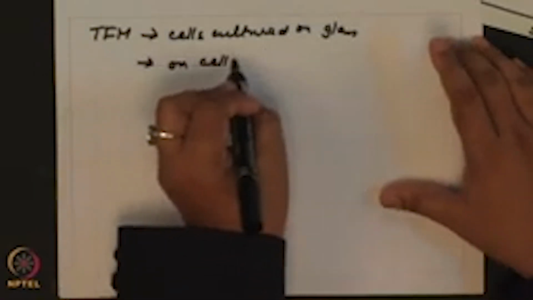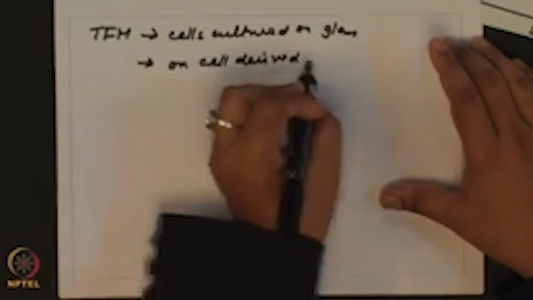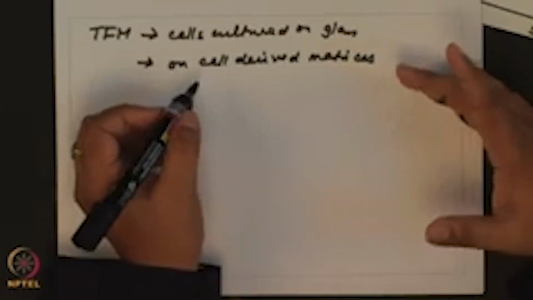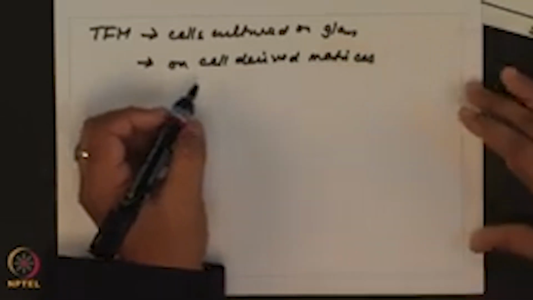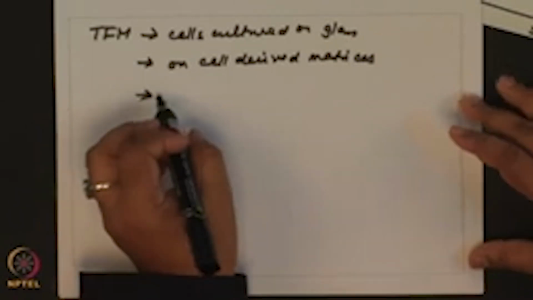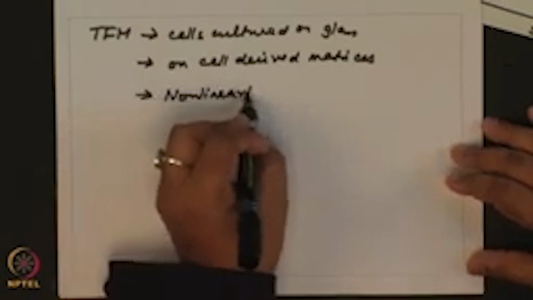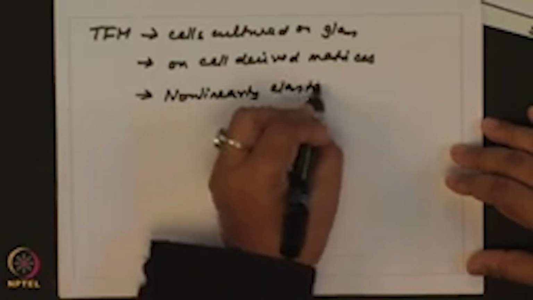Okay. Or let us say on cell derived matrices, where there is no way of adding beads into the material. Or one more example is if your material is non-linearly elastic, because the formulation for traction force microscopy assumes linear elastic substrates. For all these cases, there is a very simple alternative approach which you might follow.